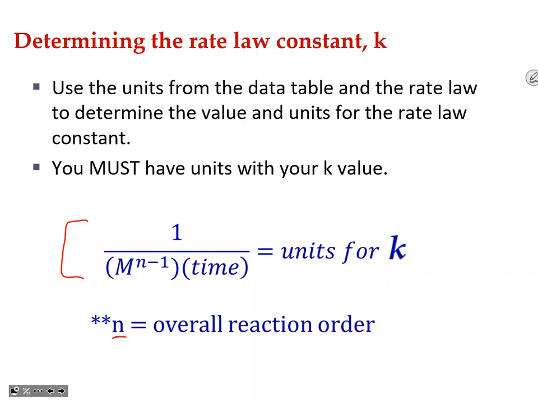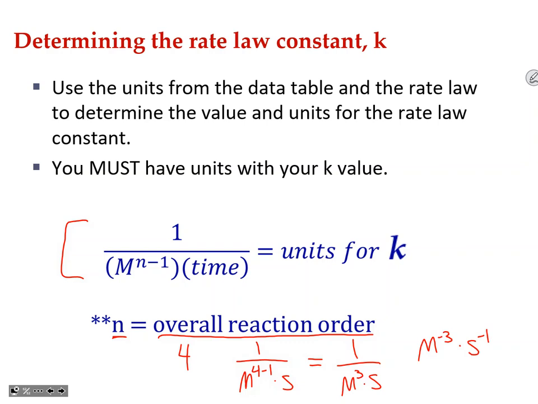You just use n as the overall reaction order, and we know that the overall reaction order that we had was 4. So all you'd have to do is 1 over M to the 4 minus 1 times the time, and we knew it was seconds. So this is going to be 1 over M to the 3 times that. You might also see it written as M to the minus 3, s to the minus 1. Sometimes they like to use that kind of notation as well, showing that it's on the bottom of the fraction.